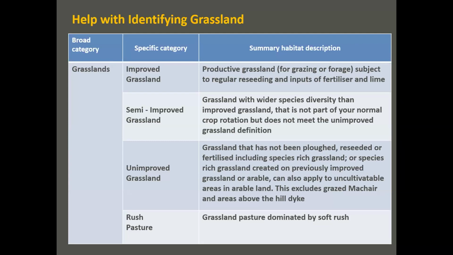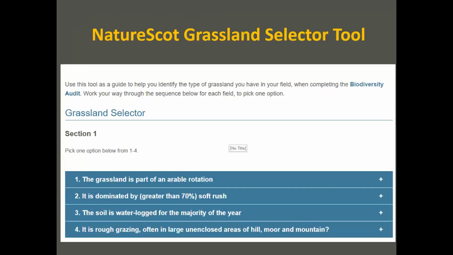But on the back of that, what we've done in NatureScot is to develop a grassland selector tool, and this basically is a series of questions to help you identify the grasslands more easily. So the first section is to allow you to identify other grasslands that fall into different categories. The first one is if it's part of an arable rotation, and temporary grass is then allocated to the arable crop category. If you click on each of these and answer the question for that field, it will go to a drop down which will give a bit more information on that habitat type and some images.